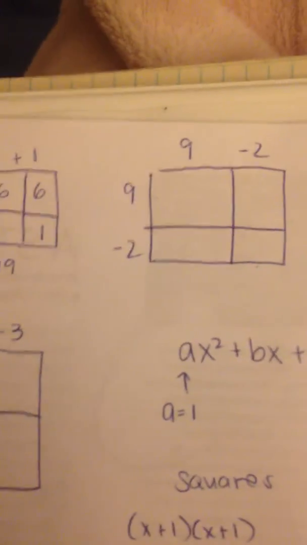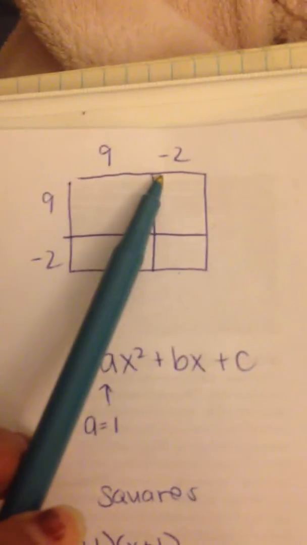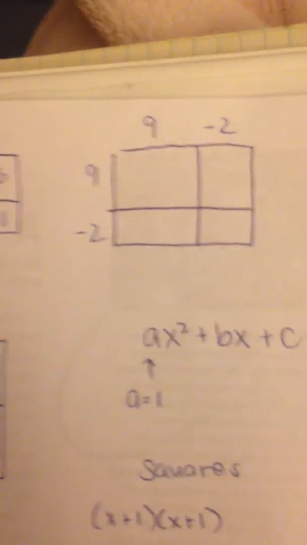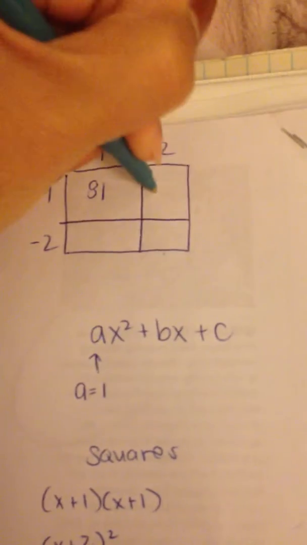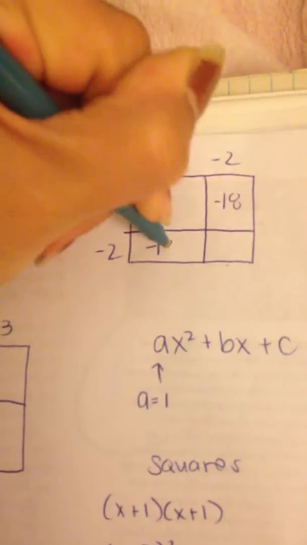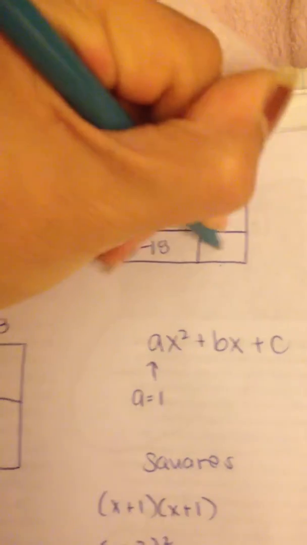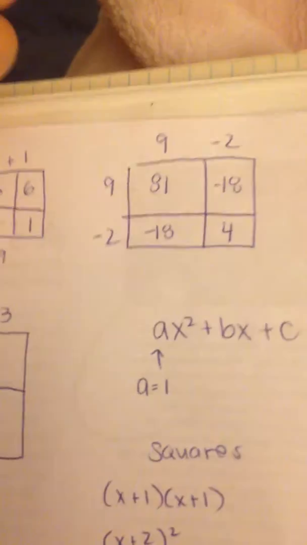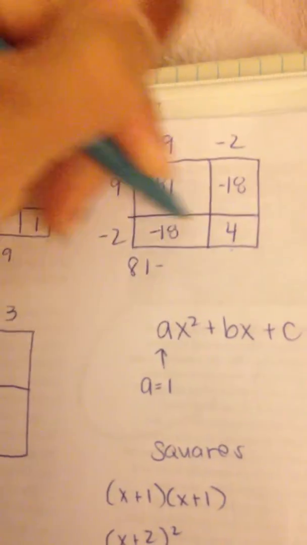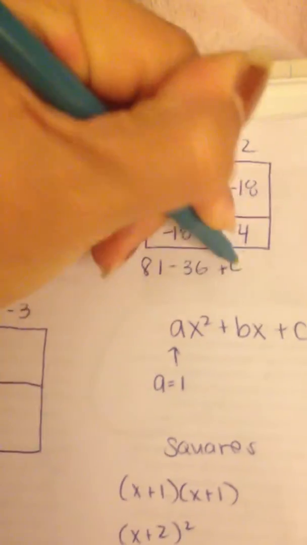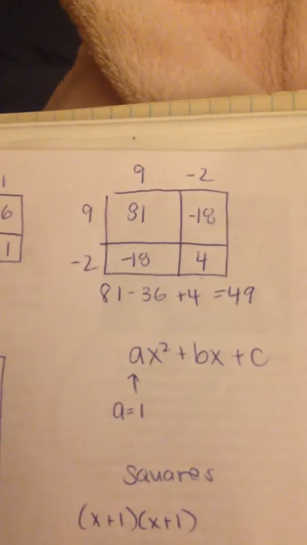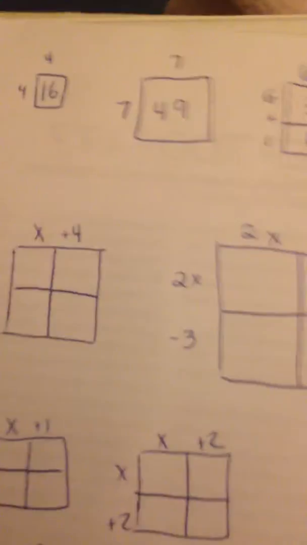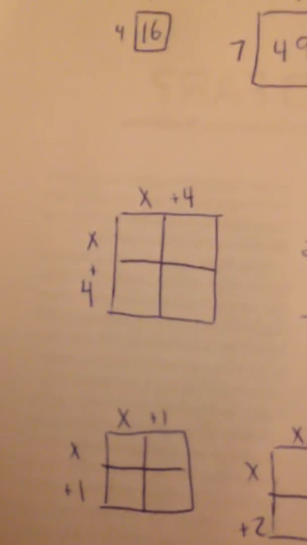The same thing goes when you subtract. So 9 minus 2 is 7, 9 minus 2 is 7, so you would figure you'd get 49 as well, 7 times 7. So 9 times 9 is 81, negative 18, and positive 4. A negative times a negative gives you this positive number. 81 minus 18 is minus 36, plus 4 gives us 49. Cool?